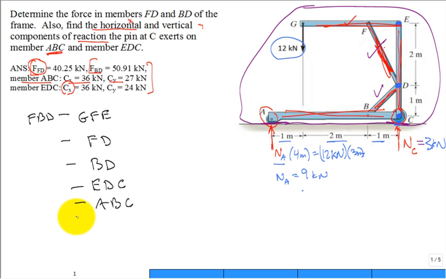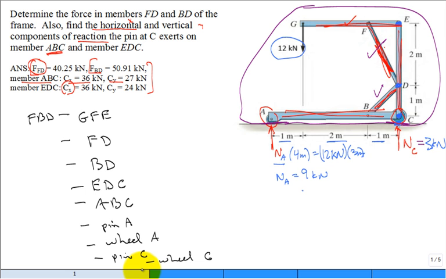There are a lot of free body diagrams we can get for this problem, as well as a free body diagram of just the pin at A, as well as the wheel at A, and the pin at C, as well as the wheel at C. I know it will take you a long time to solve a problem like this the first time, but I really encourage you to do it. Get a free body diagram of every one of those things.